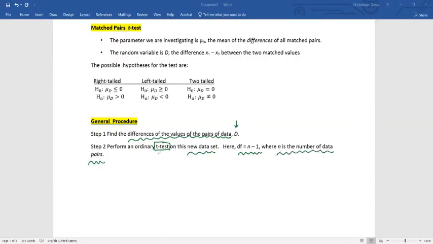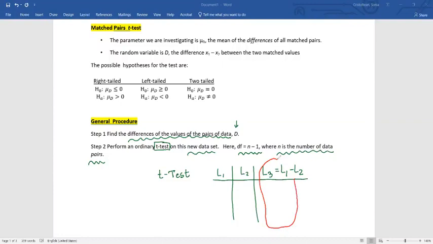So what we do on the calculator, we will do a t-test on the differences. Basically, we will have in list 1 a set of values, in list 2 a set of values, and in list 3, we will actually enter the difference between L1 and L2. And our t-test will actually be performed on the values in list 3. That will be a t-test performed on the difference. Let's do so on the following example.